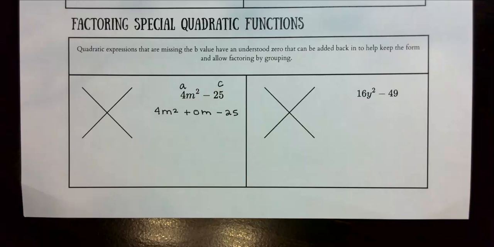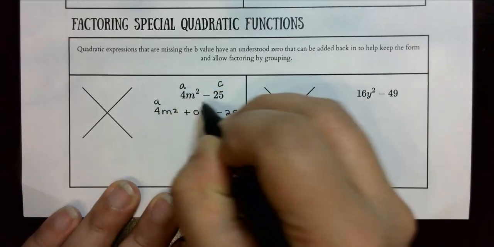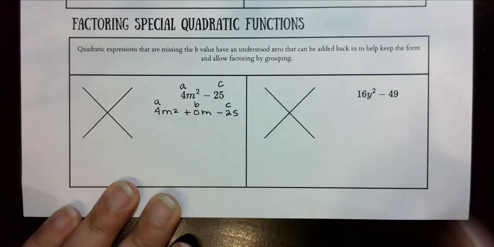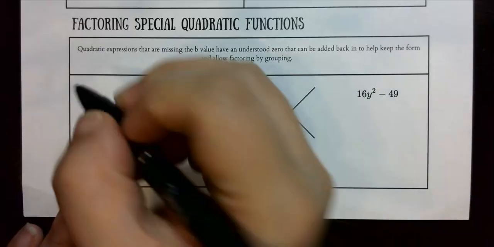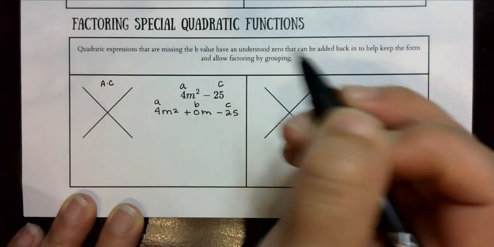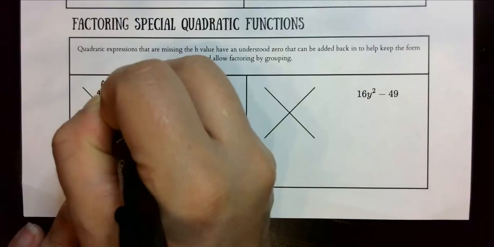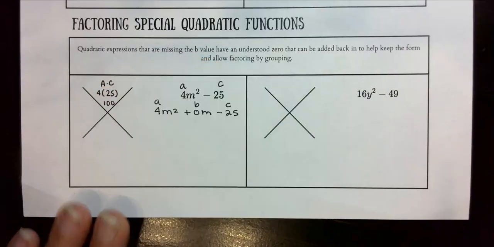So when we plug in that 0, we're going to go through the steps like we normally do. This is A, this is B, this is C. So that means I'm going to multiply A and C. So we're going to say A times C, which is 4 times 25, which is 100.